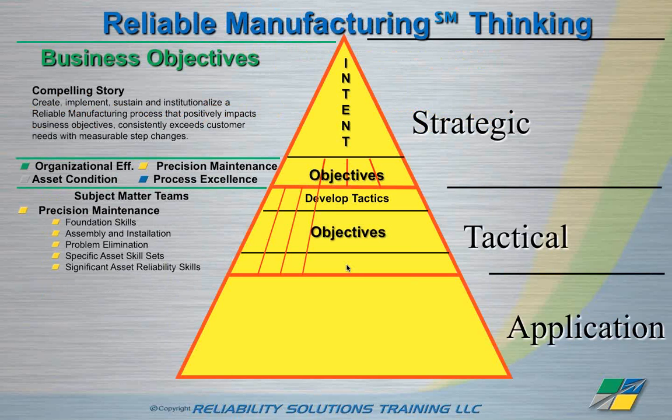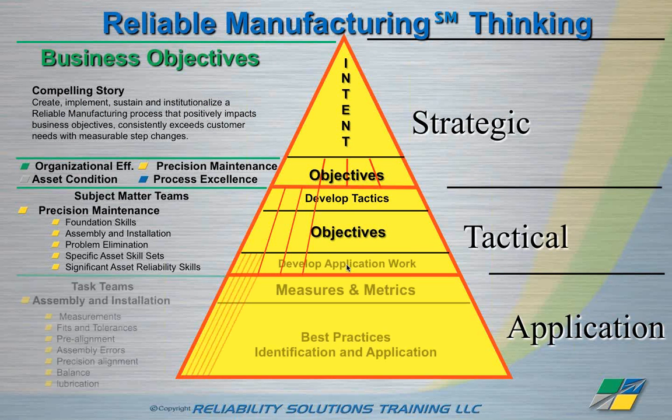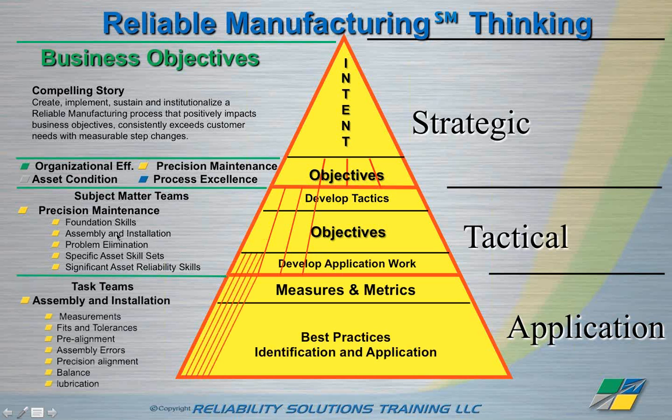Once we have decided our tactics, the next step is to drive down to a lower level again, which is the application level. If we take the assembly and installation tactic and drive that down, we get to the nuts and bolts of things. In the world of doing well at assembly and installation, we have precision measurement, fits and tolerances, torquing and tensioning, pre-alignment assembly, and all of these pieces of work that need to be done.